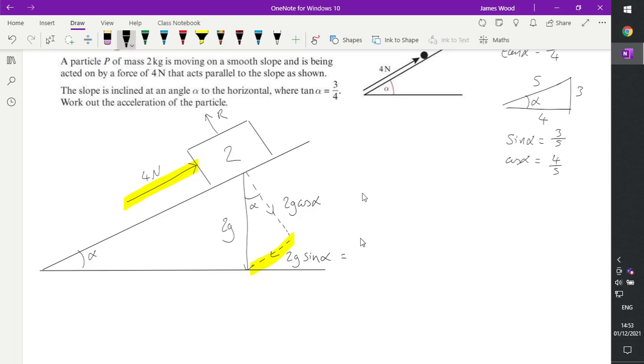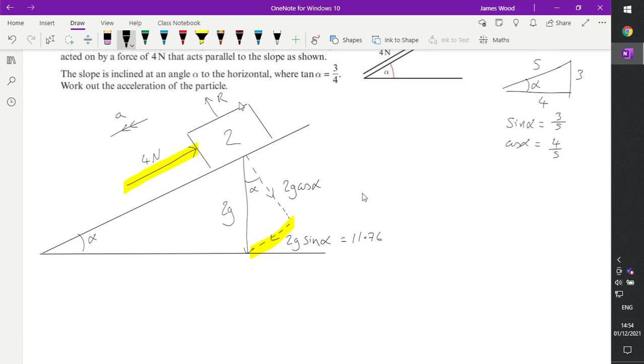So obviously 4 newtons is 4 newtons, but 2g sine alpha, so that's going to be 2 times 9.8 times sine alpha, which we know is 3/5. So that's going to be 11.76. So we can tell that this force is actually much bigger than the 4. So overall, this object is going to accelerate downwards.